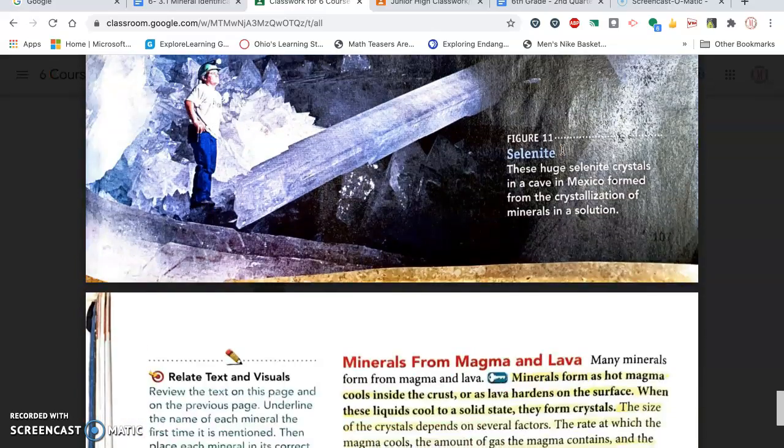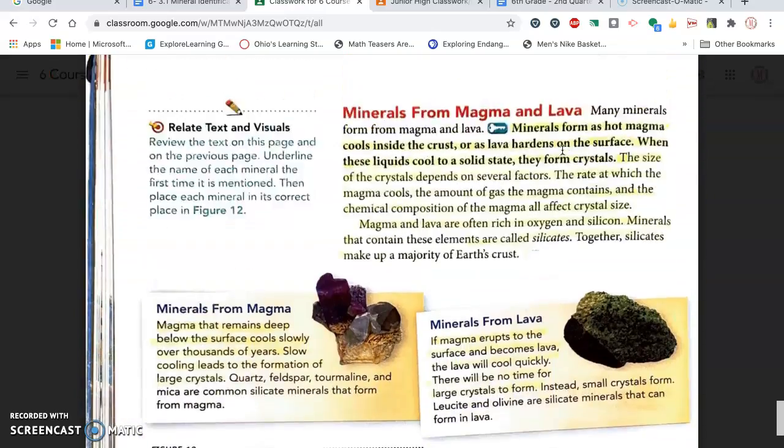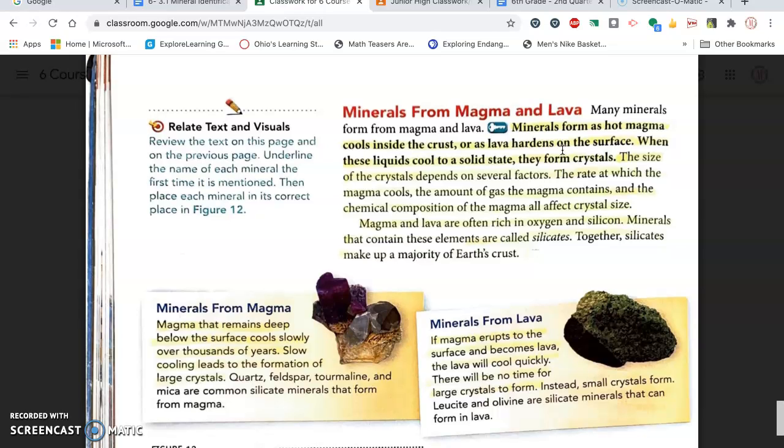And then the last way that minerals form are from magma and lava. So what are magma and lava? I do believe we did talk about this earlier on in the chapter, but magma is going to be that molten earth material underneath the surface of the earth. And then once it reaches the surface of the earth and comes out on the surface, oftentimes through a volcanic opening, it becomes lava. It's known as lava.